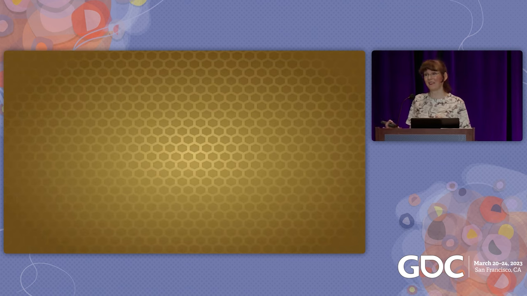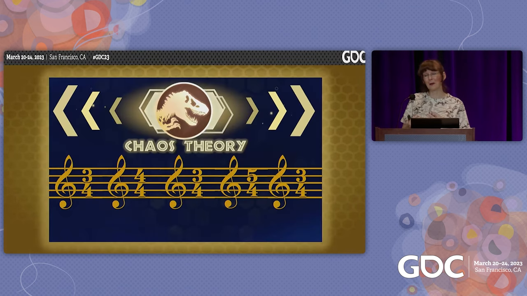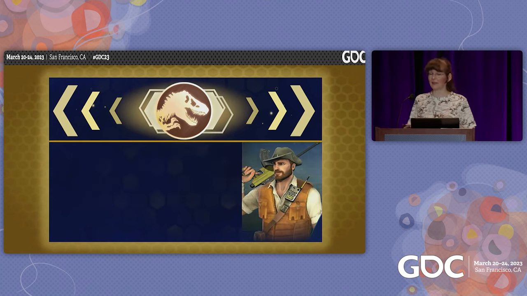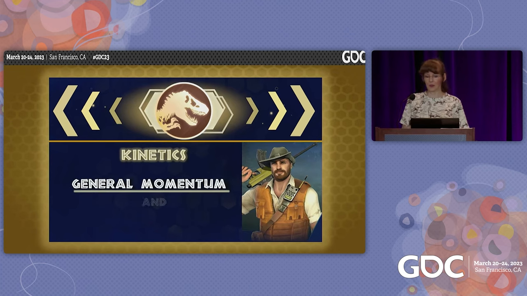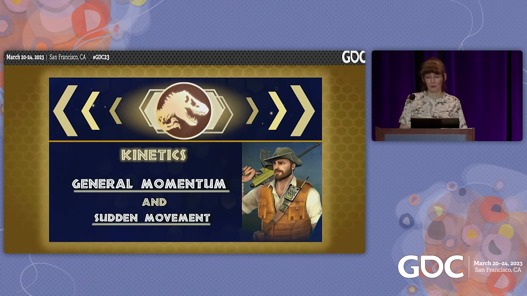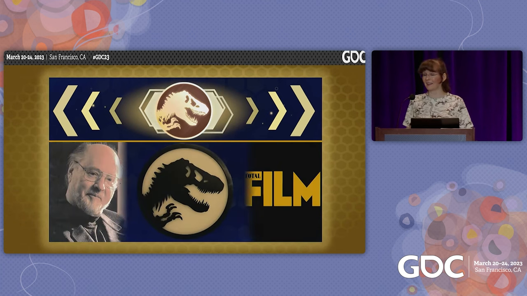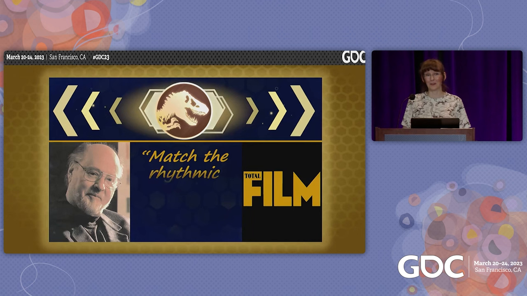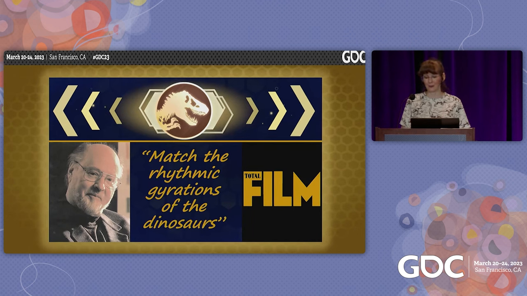While meter changes like the ones that we were just hearing help our music to stay on edge for longer periods of time, they're not our only tool. Kinetics addresses not only general momentum, but also the energy of sudden movement. In an interview for Total Film Magazine, composer John Williams addressed the importance of kinetics in his music for the first 2 entries in the Jurassic Park franchise, describing how he had to match the rhythmic gyrations of the dinosaurs.